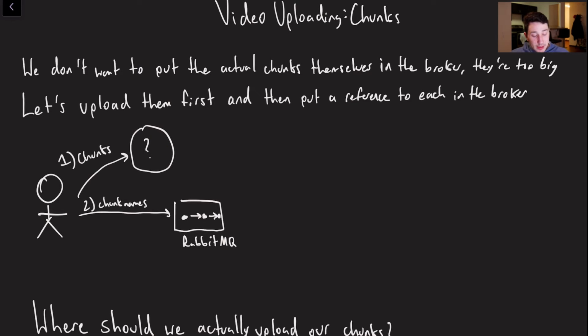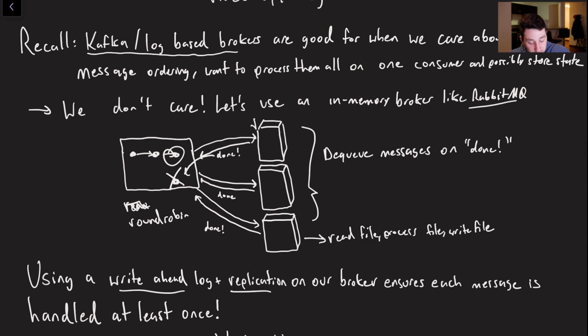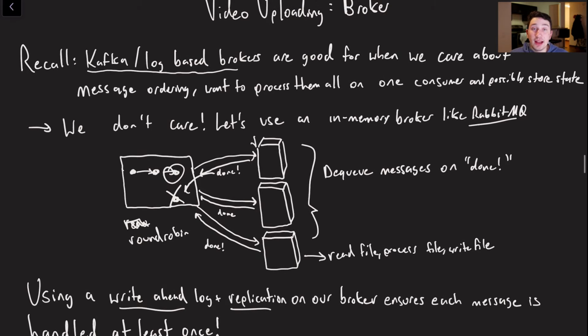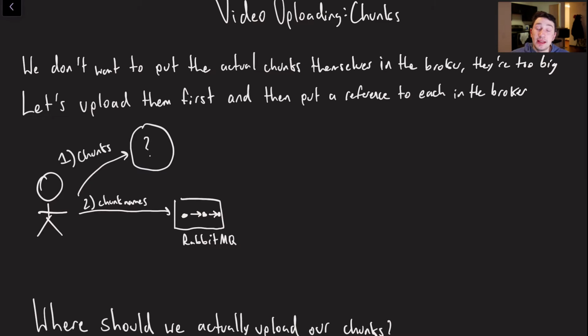Okay, so now let's go ahead and talk about chunks. So keep in mind that we now have this message broker right here. We've got a bunch of processing nodes that are reading from the message broker. And the question is, what do we actually put in the broker? Well, the answer should be certainly not the chunks. The reason being that the chunks are going to be decently big. They might not be multiple gigabytes, but they might be a couple hundred megabytes. And as a result of that, they are probably too big to actually put in the broker.